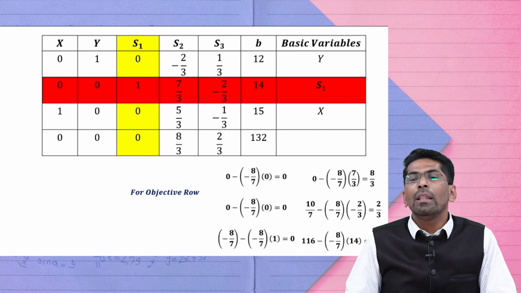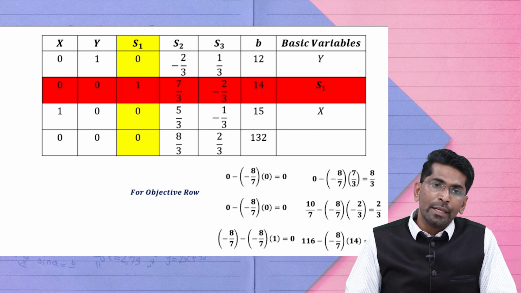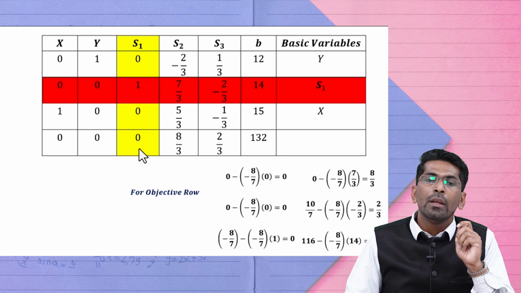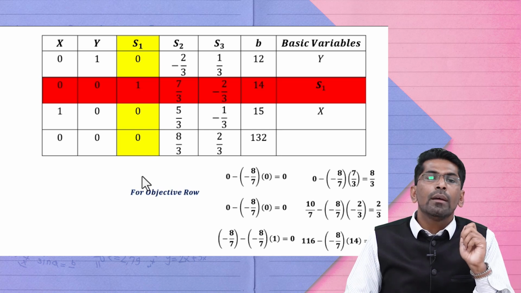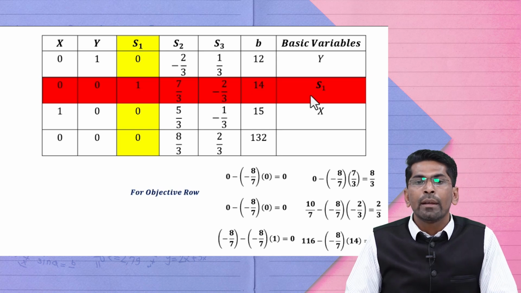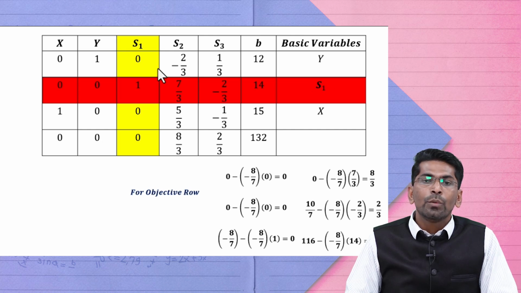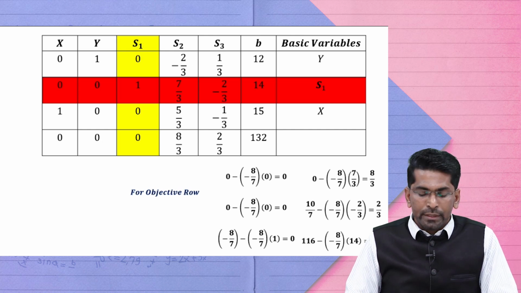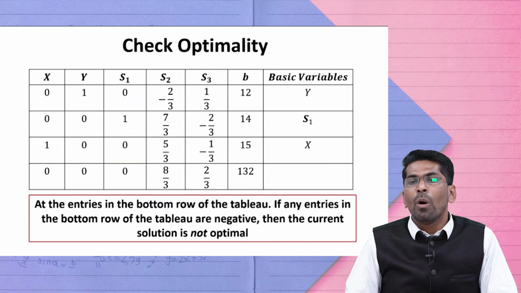Once all the elements of the new table are calculated, now you are replacing the departing variable with the entering variable. So here, what is the departing variable? The pivot column of the objective row will become the entering variable, that is S1 is going to enter, and S2, which was earlier here, is going to depart. So now we are replacing S2 with S1. So S2, which is the departing variable here, is replaced with the entering variable, that is S1. After this, the table is ready for the optimality check.